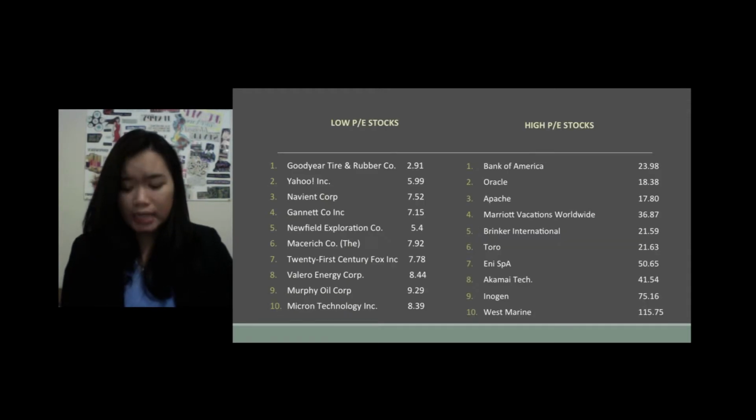So I collected data of 20 different companies and put them into two portfolios. 10 companies are in the low PE stock portfolio and 10 companies are in the high PE stock portfolio. And as we all know, the PE ratio is the current stock price of a company divided by its earnings per share. A stock's PE tells us how much investors are willing to pay per dollar of earnings.